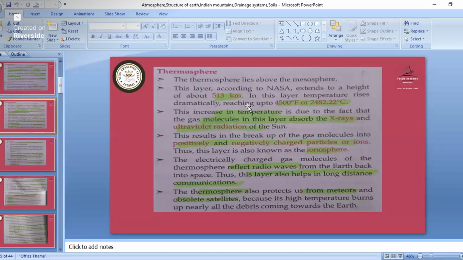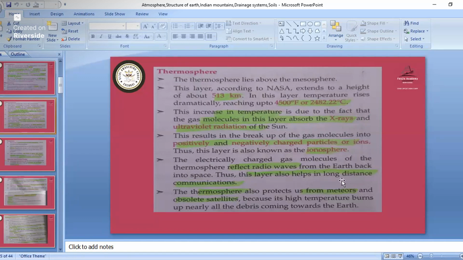In this thermosphere, there is a layer present that is known as the ionosphere. So thermosphere and ionosphere are mostly the same. If, instead of thermosphere, the name ionosphere is given, you must know that thermosphere and ionosphere are the same. In this layer, the electrically charged gas molecules of the thermosphere reflect radio waves. So all radio wave activity takes place in the thermosphere due to the presence of the ionosphere.